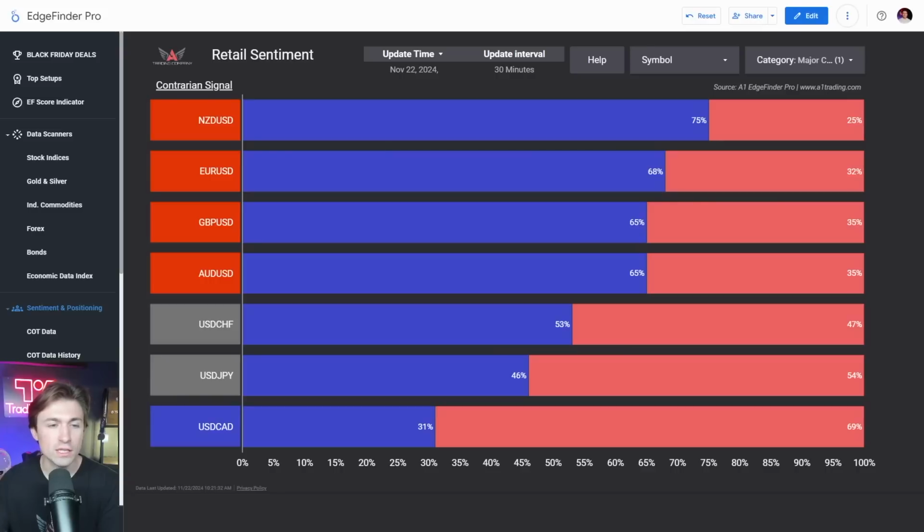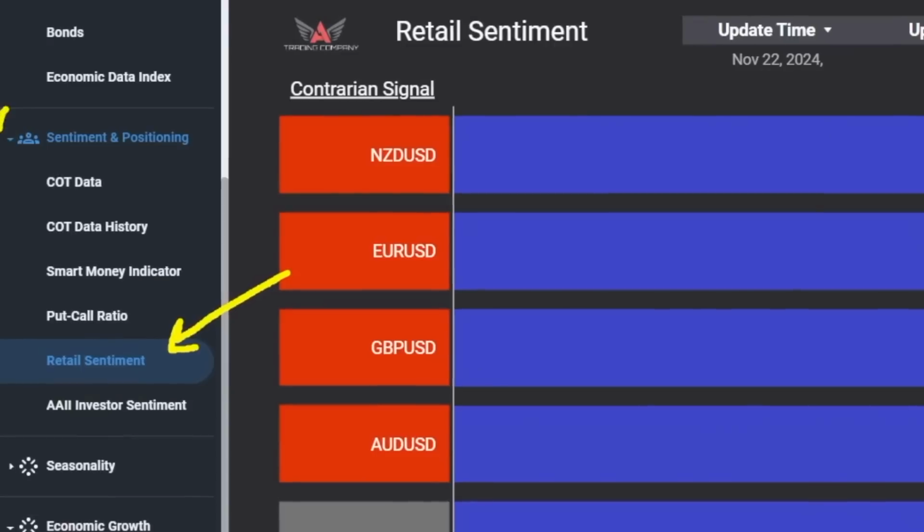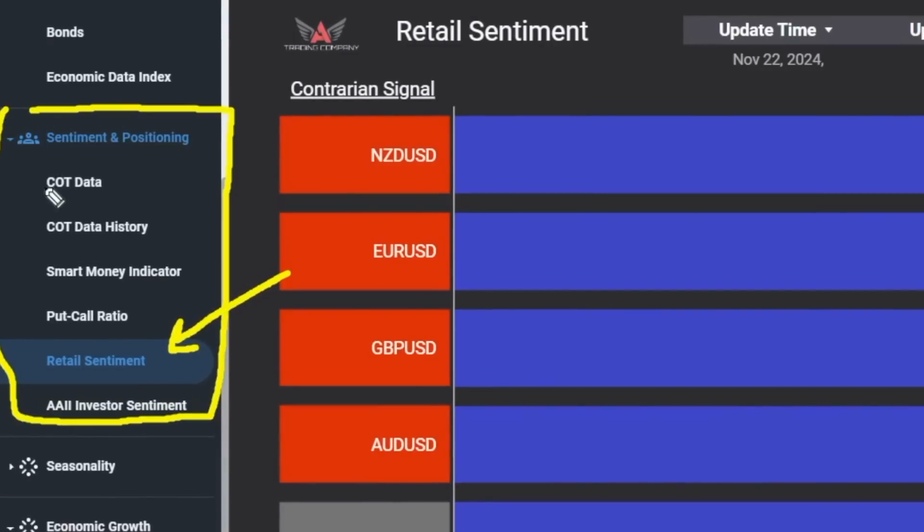This is a tool in the EdgeFinder that is regularly overlooked by a lot of our users. We have thousands of users who use our software all the time, but this one gets a little bit overlooked, and it shouldn't be. It's actually really important. This is the retail sentiment indicator, and you can see it's under the sentiment and positioning tab. If you are an EdgeFinder user already, I highly recommend that you pause this video and go check this out for yourself.